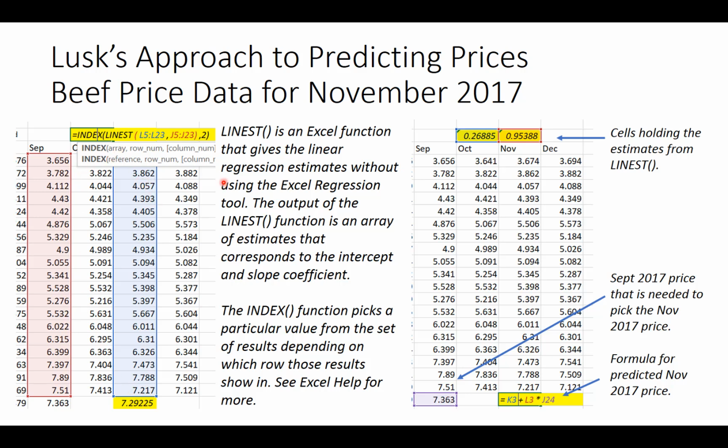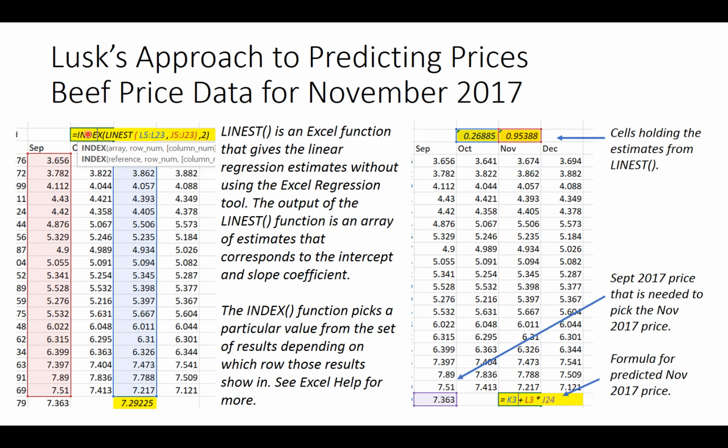So I'll switch over to that in a second, but you can see he's comparing the blue column of beef prices in November to beef prices in September, again for the 1998 to 2016 period, so that he can predict the 2017 beef prices in November. This gives the two data columns, L5 to L23, J5 to J23, and these things on the inside are part of the LINEST, or the linear estimator function.